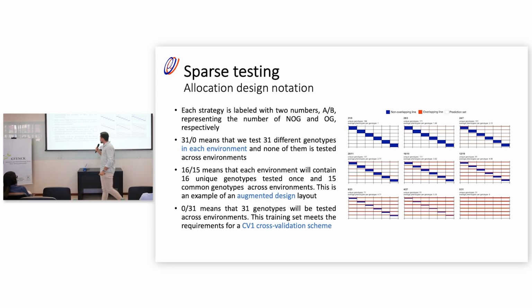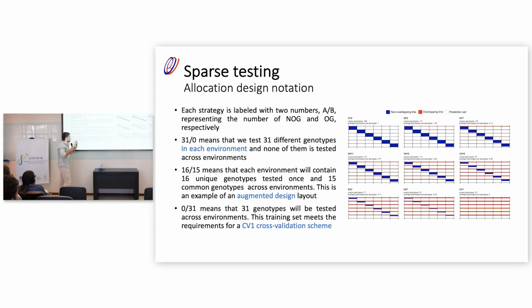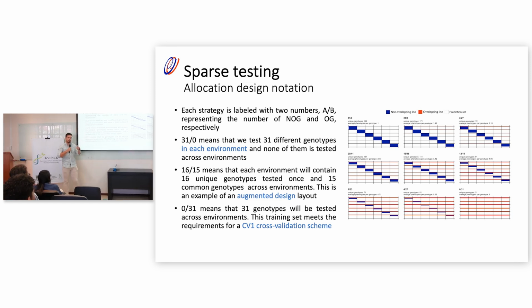In an intermediate strategy like 16-15, we have kind of a mixed thing. We have 16 genotypes that are going to be unique for each environment, but then we are going to have 15 common checks. This is basically an augmented design with a lot of checks. And we are varying from 28.3 to 427. 27 checks is a lot.